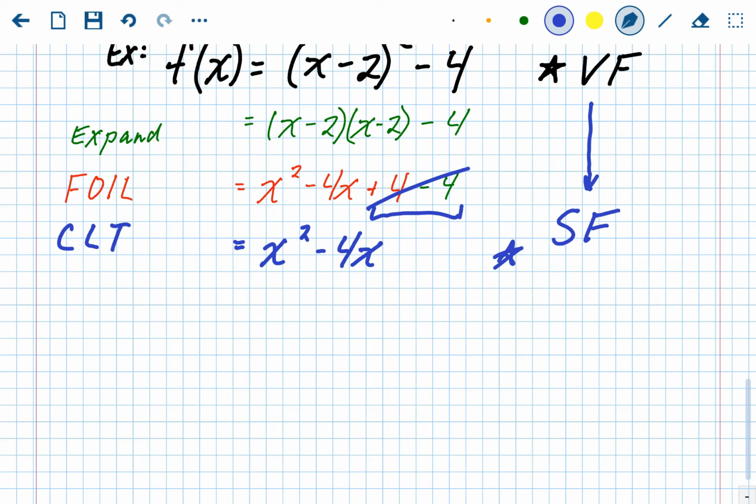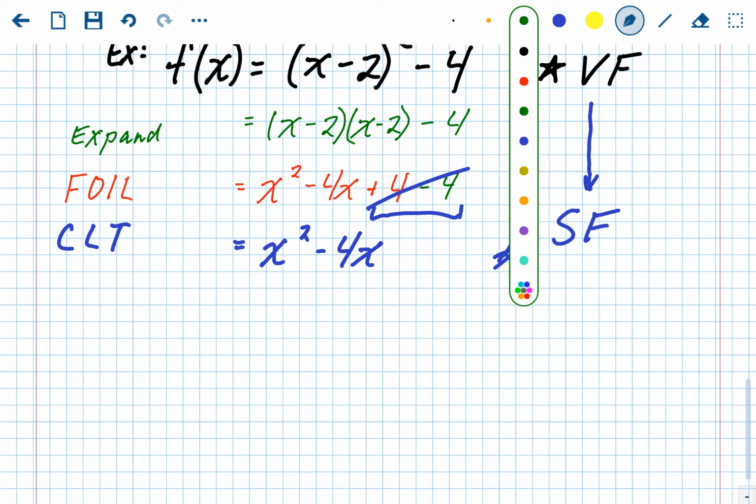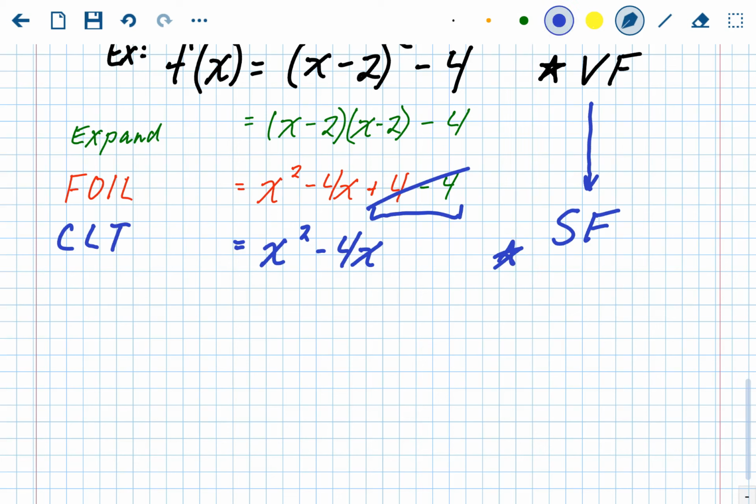And that's standard form. Now it doesn't look quite like a normal standard form. Our a value is 1, our b value is -4, and our c value is 0. So it's not a typical standard form. All right, so now we're in standard form, so now we have to go into factored form. To go into factored form, we have to factor.